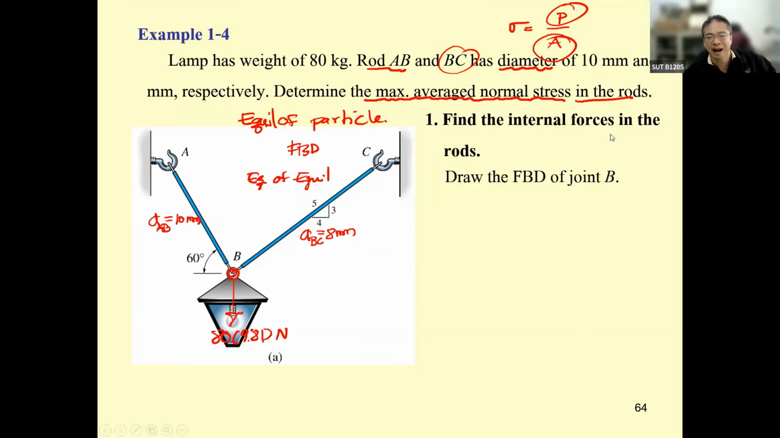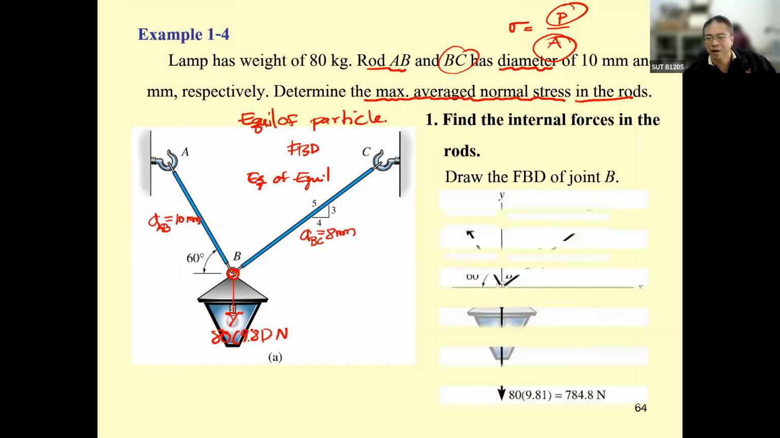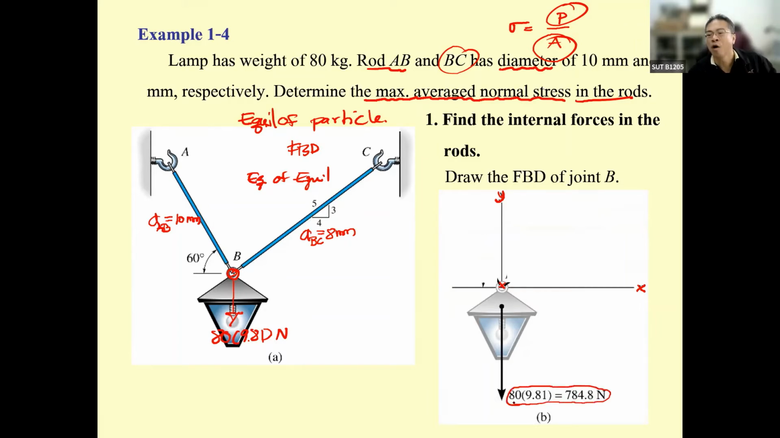By doing this, find the internal forces in the rod. Draw the free body diagram. You just set up the X and Y axis. Okay, this is going to be the first step. Set up the X and Y axis, have the origin over here. Then draw the known force. Then draw the unknown forces, F sub BC and F sub BA. Then draw the angle 60 degree for this one, and this one ratio of 3, 4, 5.